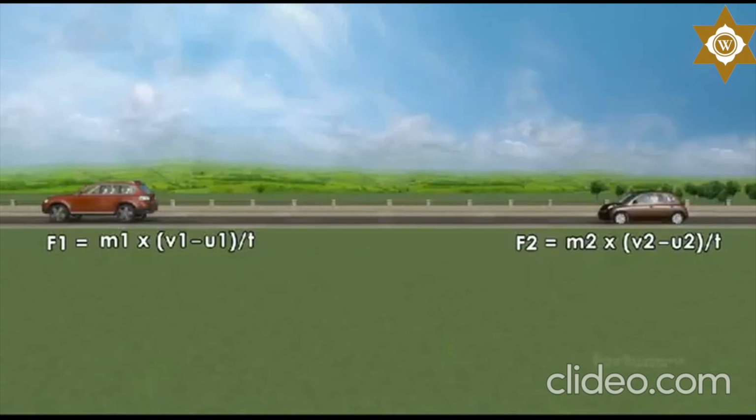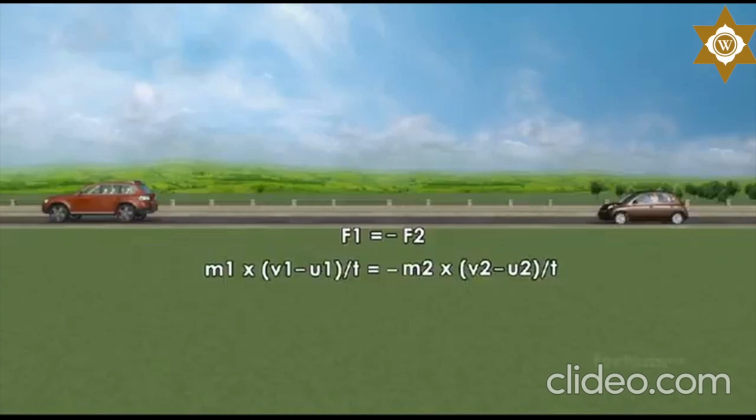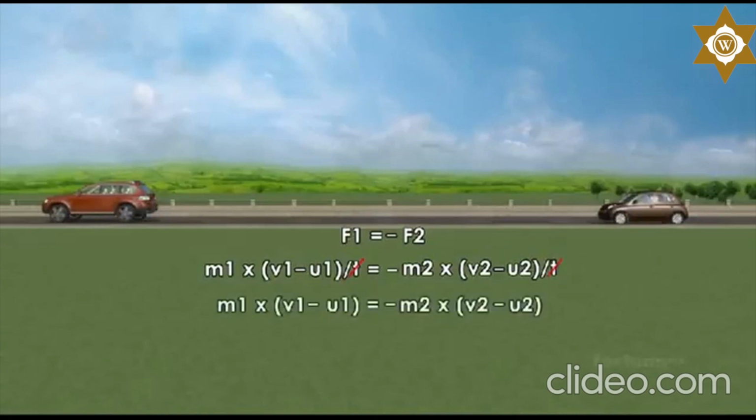According to Newton's third law, each action has a reaction that is equal and opposite, meaning the forces can be expressed as F1 is equal to minus F2. Because both forces are equal and opposite, we can write m1 into (v1 minus u1) by t is equal to minus m2 into (v2 minus u2) by t. We can cancel t, the common factor of time, in the equation: m1 into (v1 minus u1) is equal to minus m2 into (v2 minus u2).